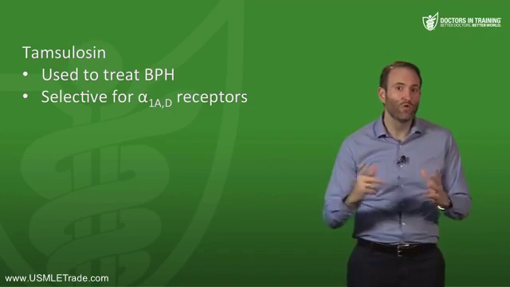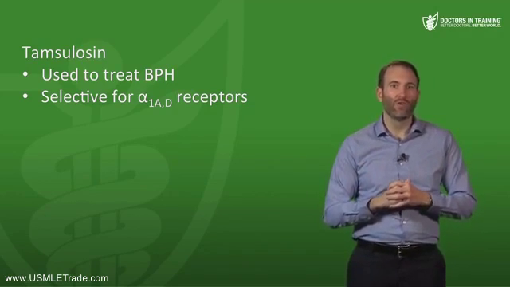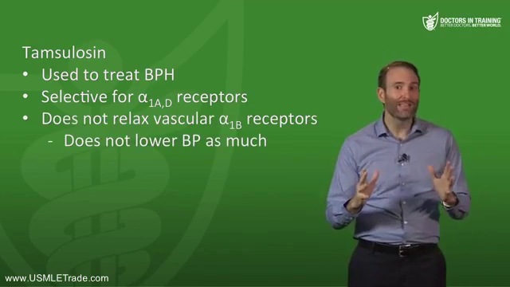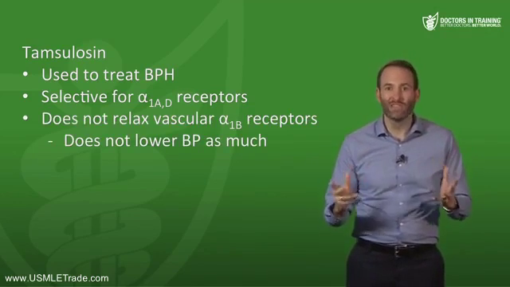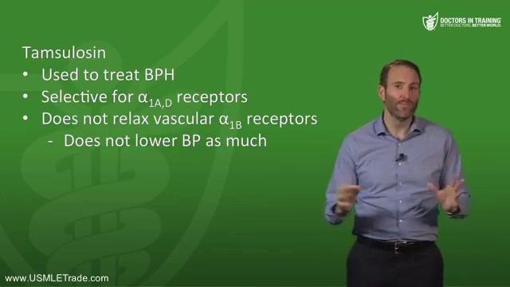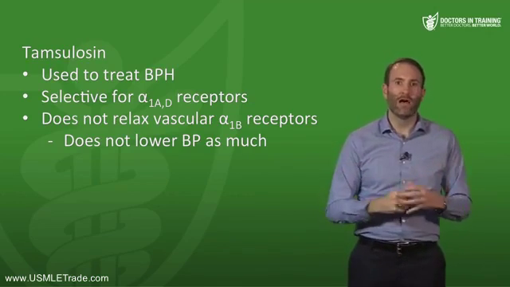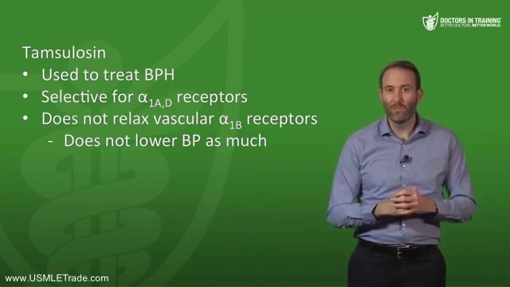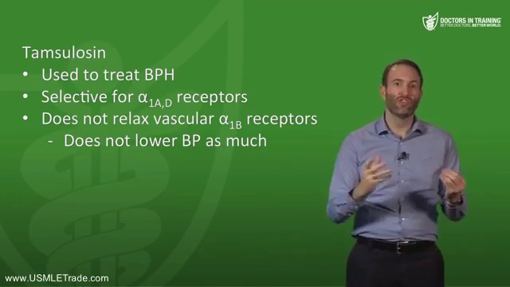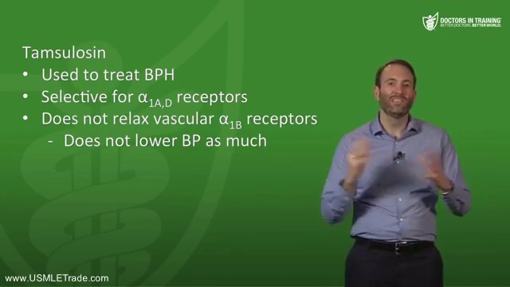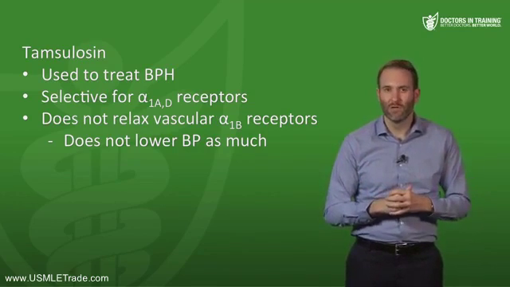So it relaxes that smooth muscle in the prostate region, that urethral smooth muscle, so that urine can pass more easily. It does not relax the vascular, what we call the 1B receptors, as much. So tamsulosin is not going to lower your blood pressure as much as those other typical alpha-1 blockers. So patients with BPH and high blood pressure, maybe go with one of those zosin drugs, those first drugs we talked about. If they don't have high blood pressure, then maybe stick with tamsulosin so it doesn't affect them as much.